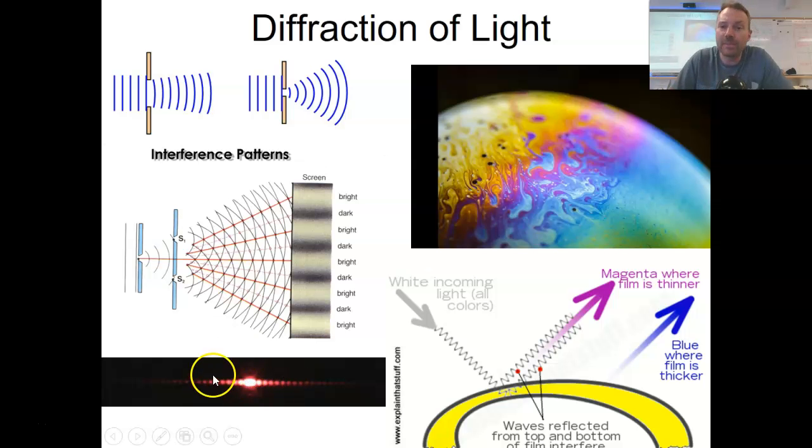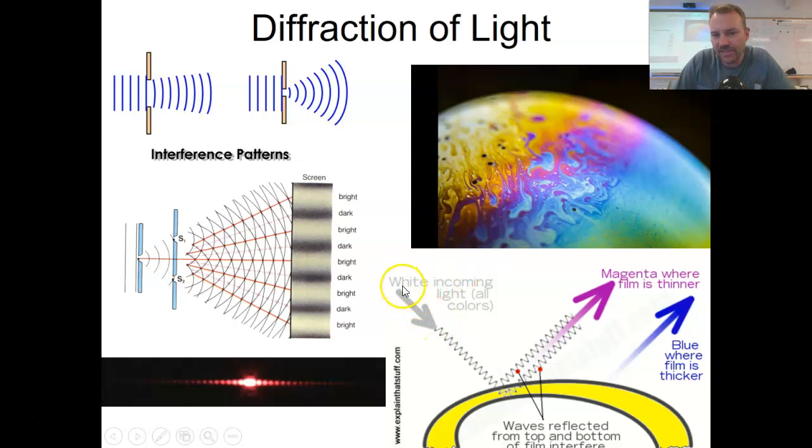Maybe you've blown bubbles before and looked at them a little bit close. Or if you've spilled oil on water, you notice that it makes this rainbow pattern. Or if you look at the bottom of a CD or DVD. This is called thin film interference. So this film is very, very thin, and it's fluctuating in its thickness.